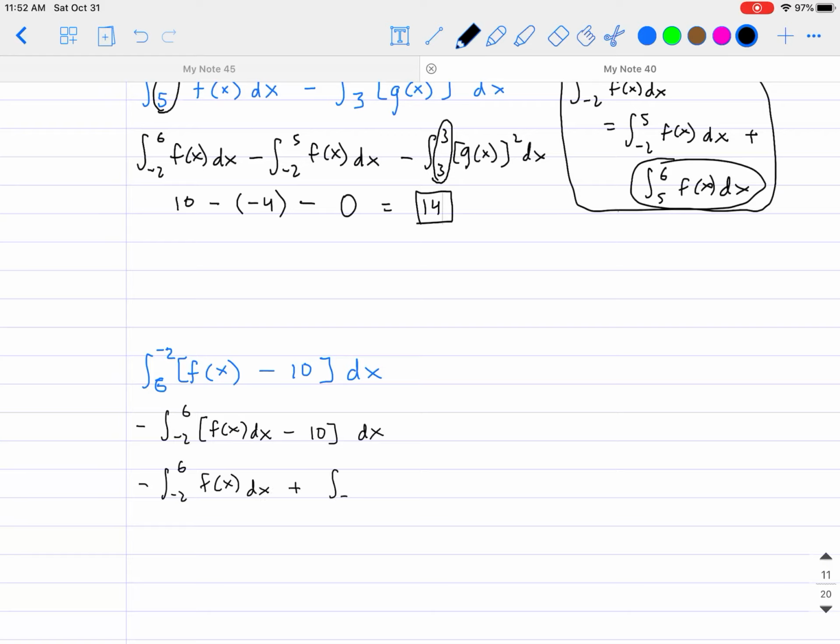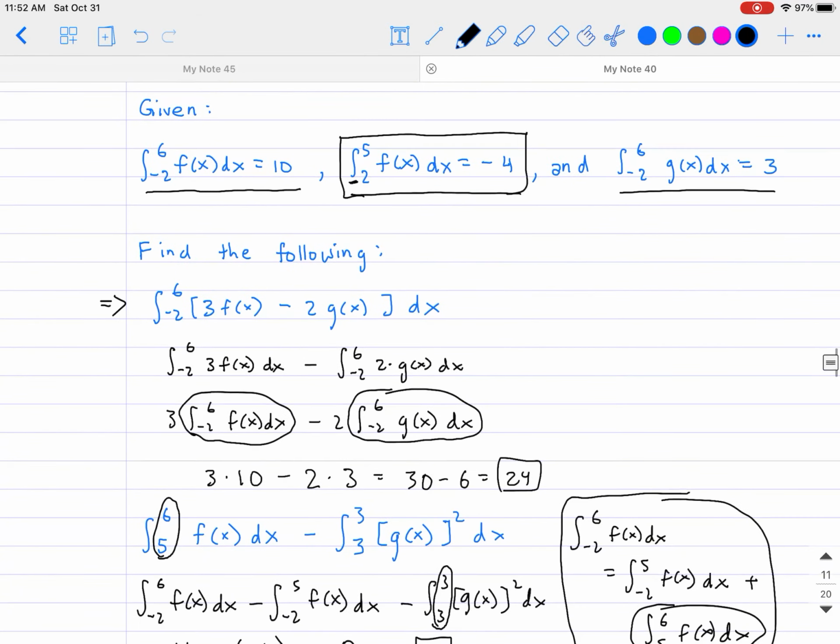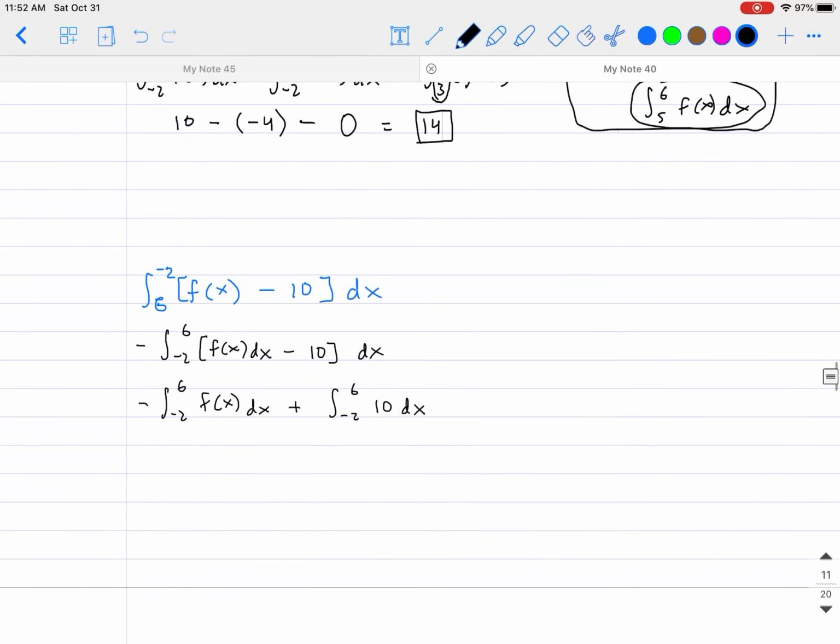Now I'm going to go ahead and separate them. So it's going to be negative the integral from -2 to 6 of f of x dx, and then plus the area under the curve from -2 to 6 of 10 dx. I just distributed the negative to each part and then split the integral, so that way we can look at them a lot easier. For -2 to 6, we have that already. That's supposed to be equal to 10, so I'm going to go ahead and put that in there.